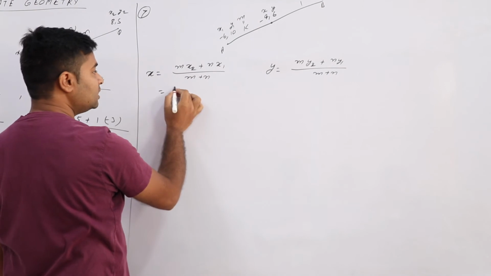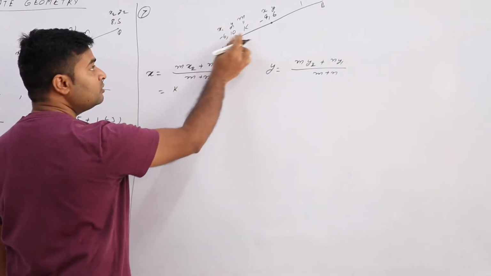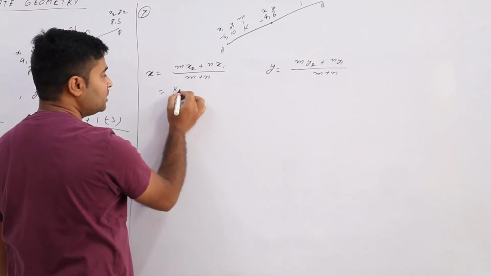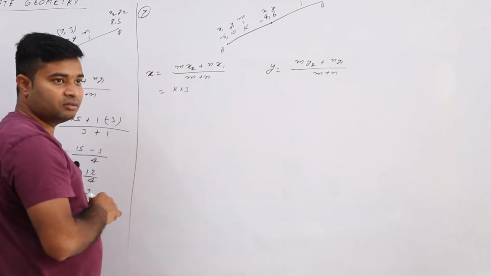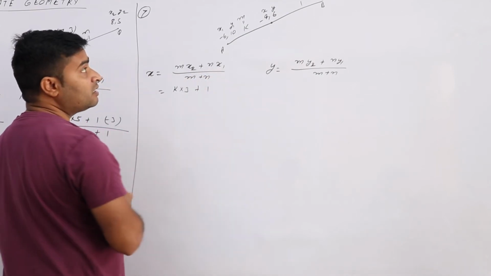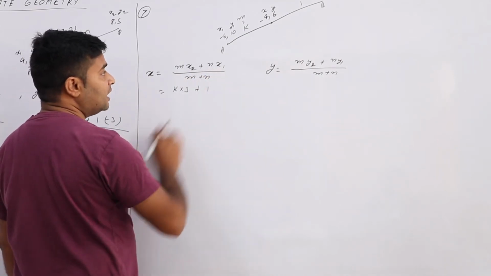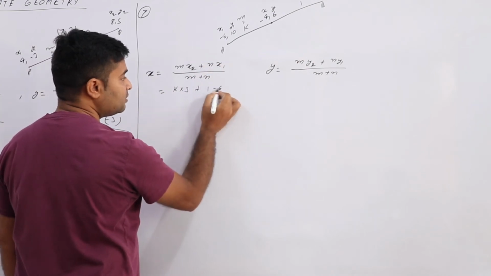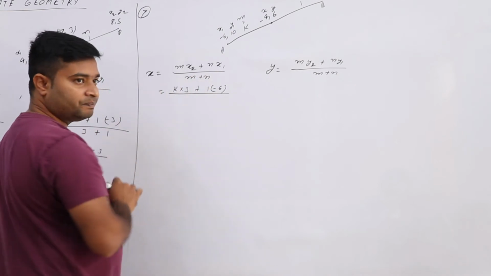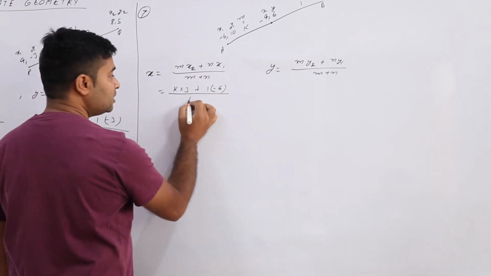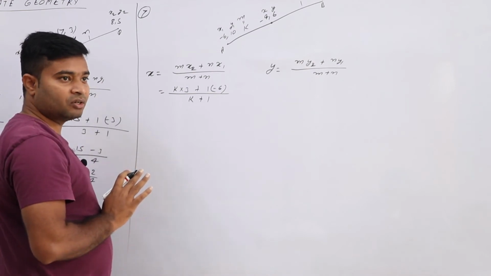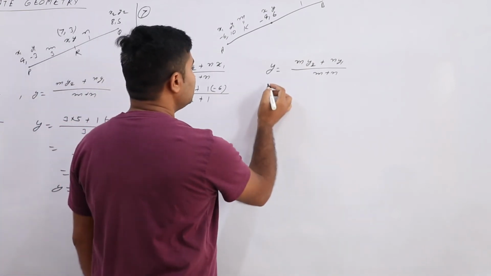M is equal to k. x2 is equal to 3, n is equal to 1, x1 is equal to minus 6, in brackets, divided by m plus n. M plus n is how much? K plus 1. Here you get one equation. Yes or no? Yes, sir.